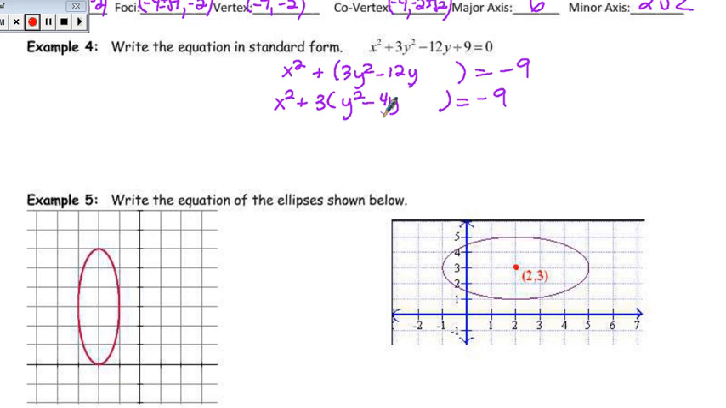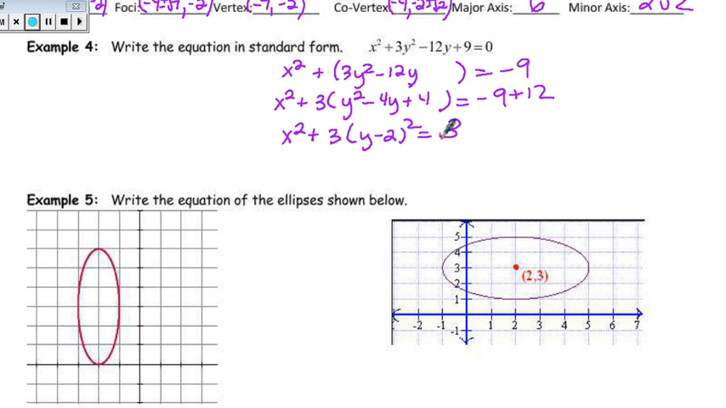Half of 4 is 2. 2 squared is 4, so I'm going to add 4 over to this side. Now, I'm not just adding 4. This 4 is under control of being multiplied by this 3 here. So when I add to the other side, it's going to be 4 times 3. So I have to add 12 over to the other side. Factoring.